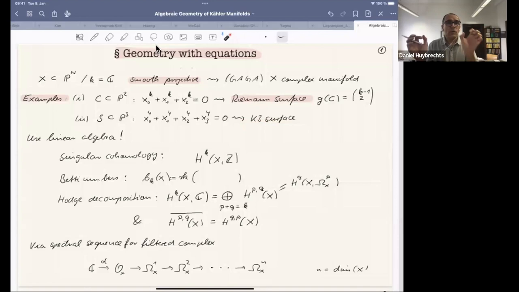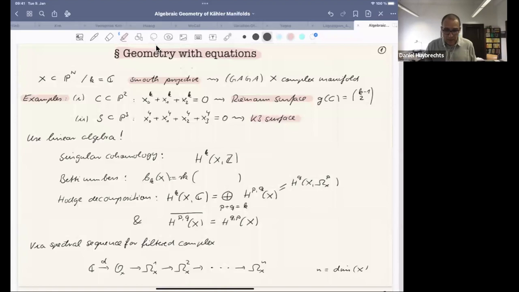There are two bits, K3 surfaces and abelian surfaces. I won't give you the full definition of a K3 surface. Here's just an example, but later I'll mention why K3 surfaces are actually interesting when talking about passing from complex algebraic to a complex manifold.